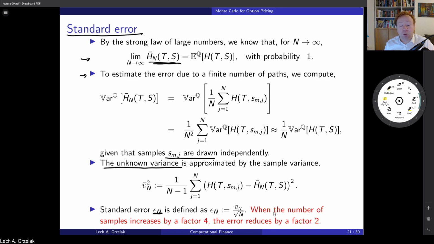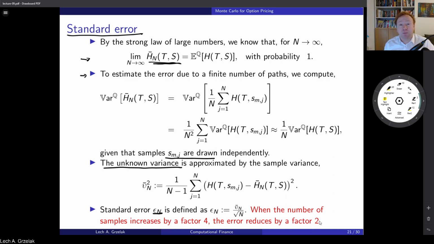From here, we can conclude that when the number of samples increases by a factor of 4, the error reduces by a factor of 2. So this is how you can think about how many more paths you have to add in your simulation to reduce the error by 2. So it's always a factor of 4 to reduce the error by 2.